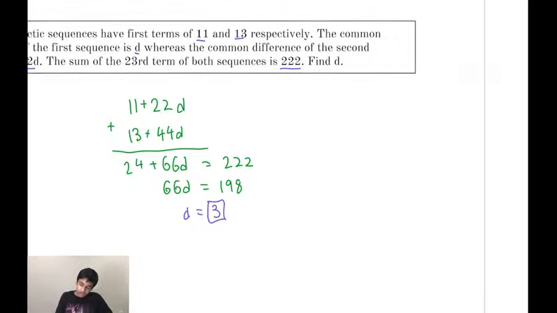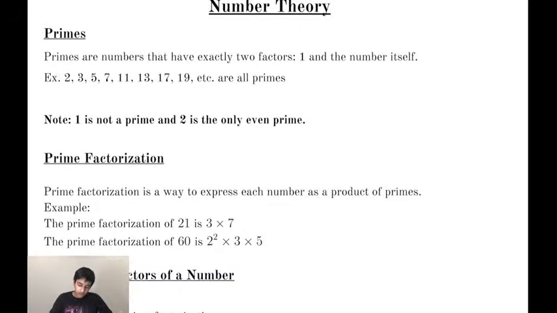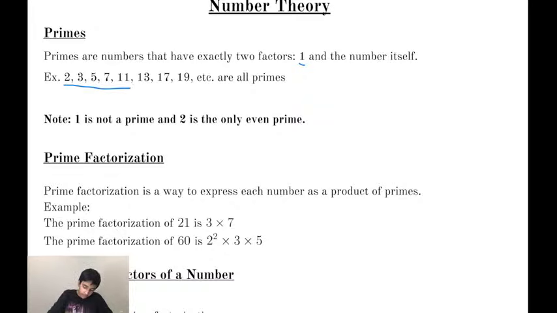So now let's take a look at number theory. Okay, so primes are numbers that have exactly two factors, 1 and itself. For example, these are all prime numbers. And make sure to remember that 1 is not prime.